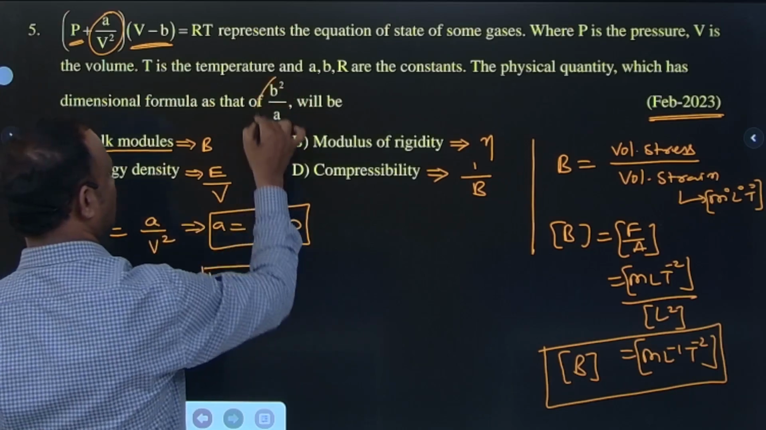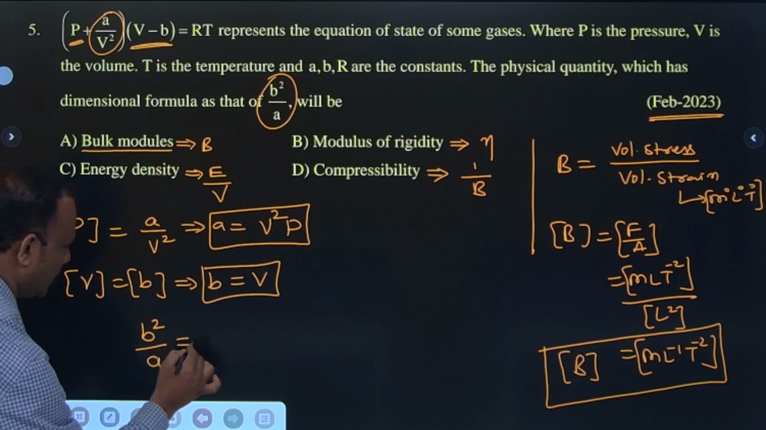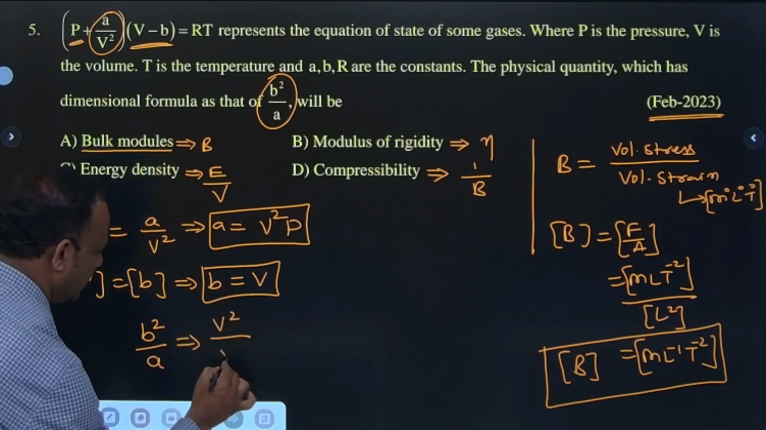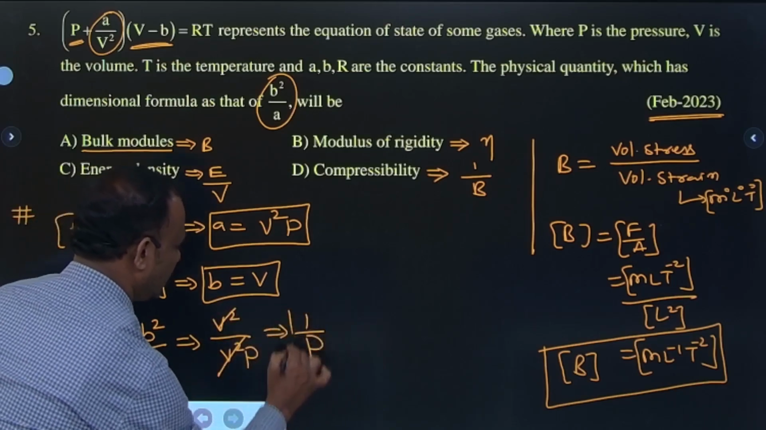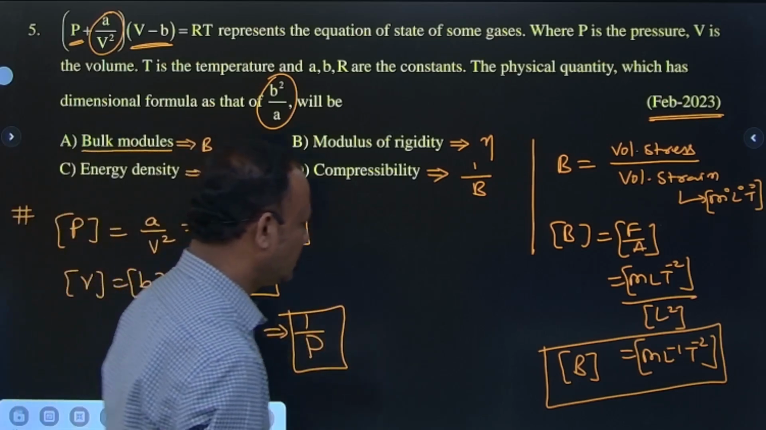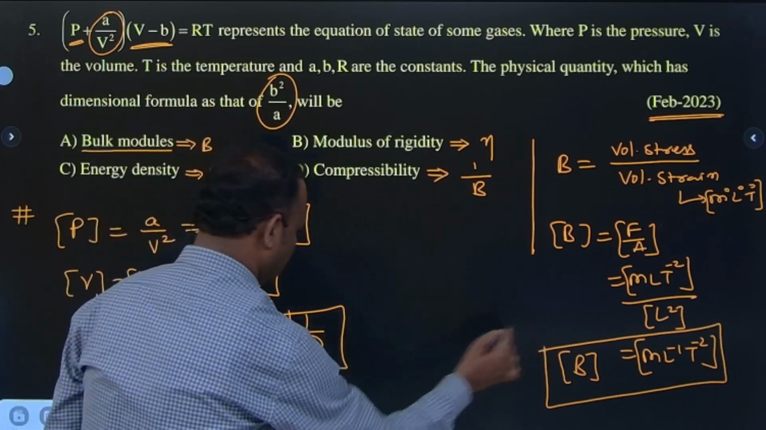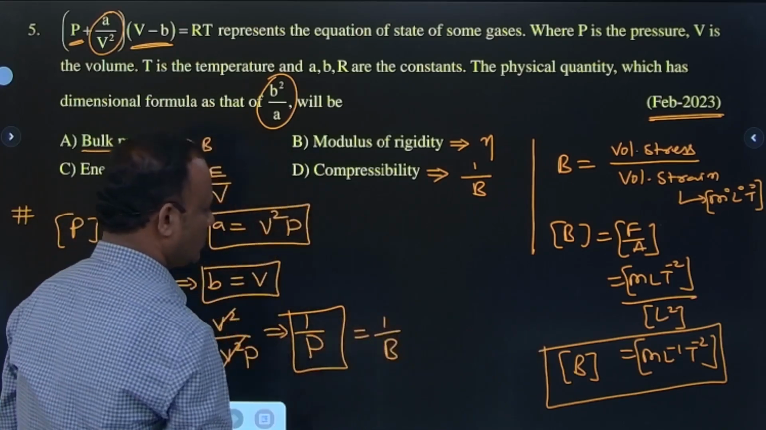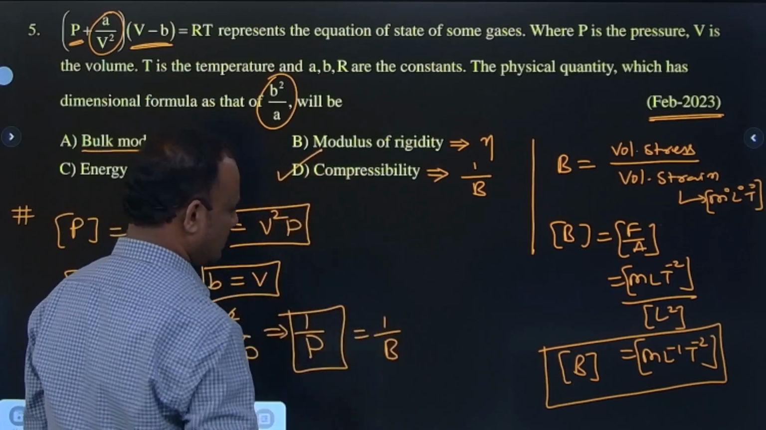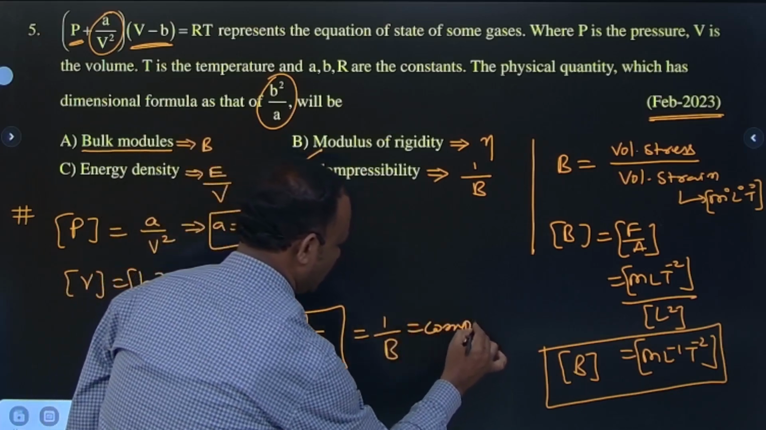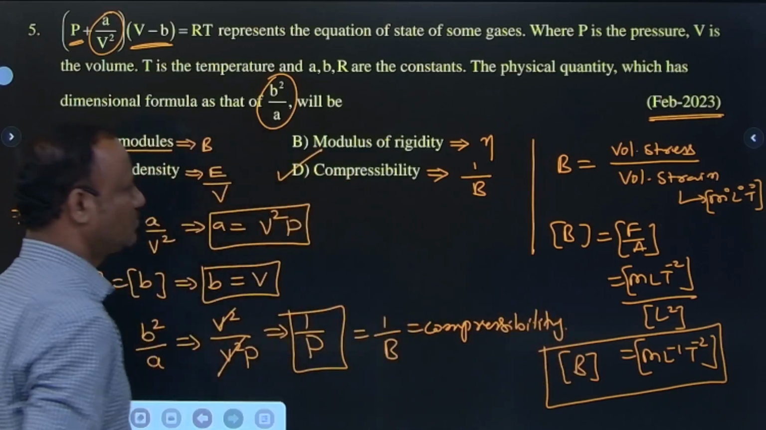So what is the given question? It's b² by a. b² means V², and a means V² into P, so V² cancels. The answer is 1 by pressure. The pressure dimensional formula and the bulk modulus dimensional formula are the same, so I can write it as 1 by B. What does 1 by B mean? Compressibility. So compressibility is the relation, and your answer is D.